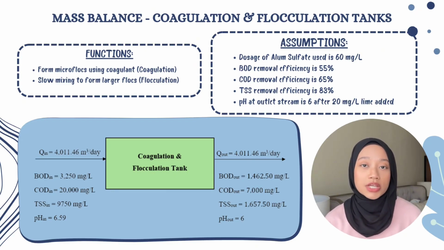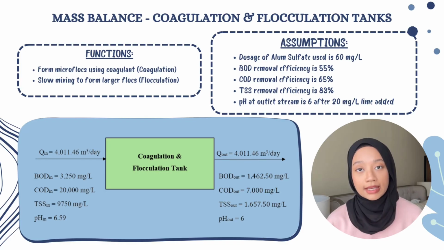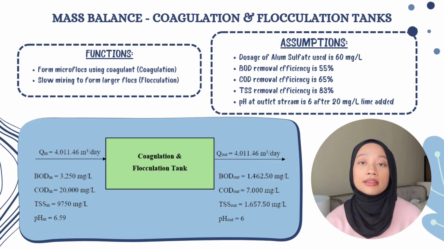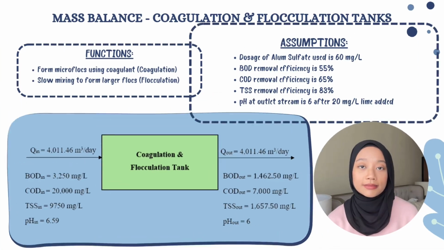Firstly, the dosage of aluminium sulfate used is 60 micrograms per liter. The BOD removal efficiency is 55%. The COD removal efficiency is 65% and the TSS removal efficiency is 83%. The pH is reduced to 6 after 20 micrograms per liter of lime is added. The flow rate of the coagulation and flocculation tank is shown in the slide.